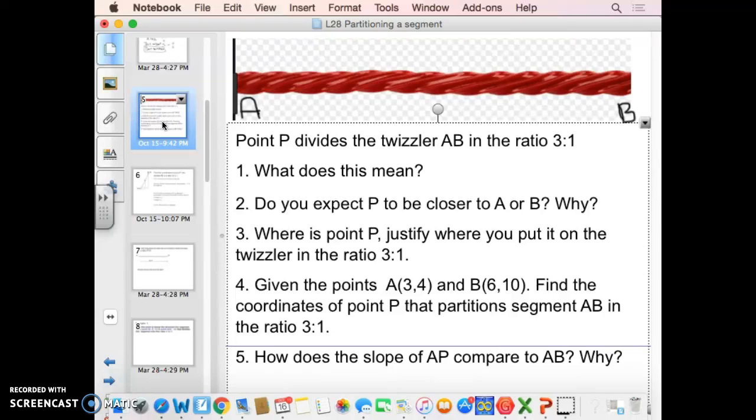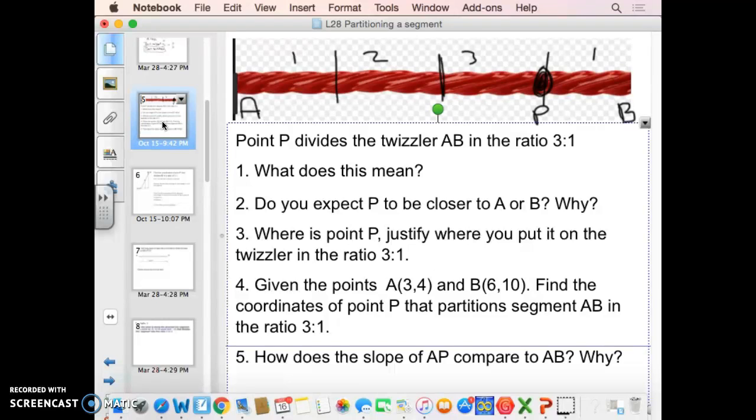So when I worked this problem out, what I did was I first noticed that this is about the halfway point, and I noted that even though the ratio is 3 to 1, we're actually going to have to divide it into 4 sections. Okay? And then what I noticed is that this side has 1, 2, 3 parts, and this side has only 1 part. So point P is going to be somewhere right here.